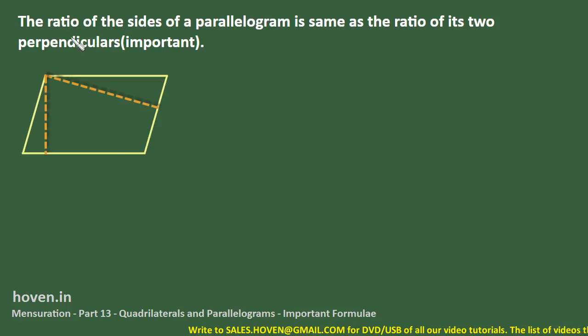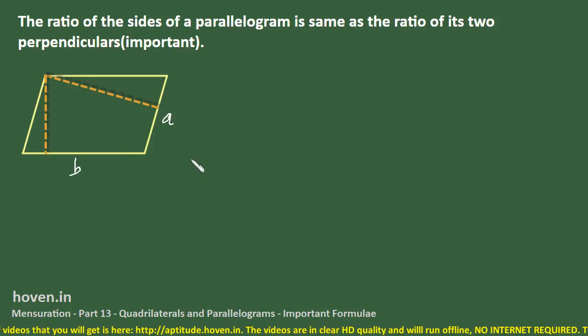This is another important story from exam point of view. The ratio of the sides of a parallelogram is same as the ratio of its two perpendiculars. Let me first of all explain what the whole problem is. Let us suppose this yellow is a parallelogram and the side is B and this side is A. And let us also suppose that this height is h and this height is p. We have to find out a relation between a, b, h and p.